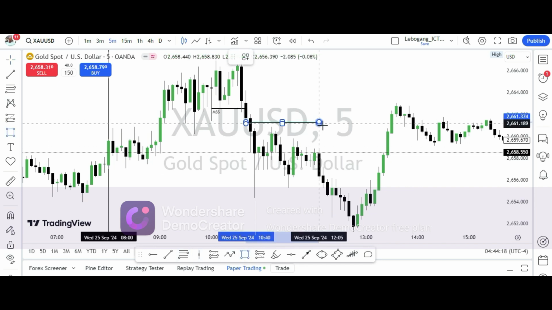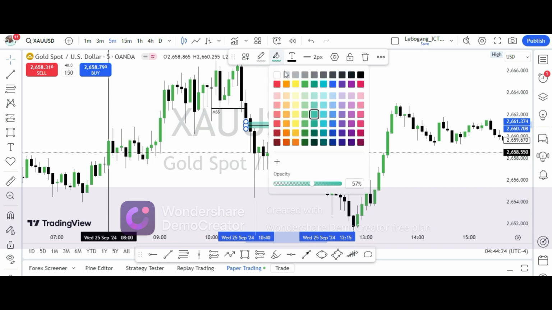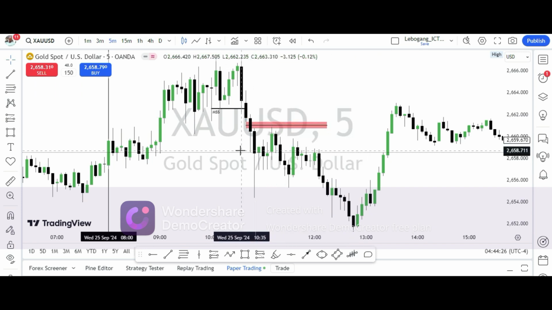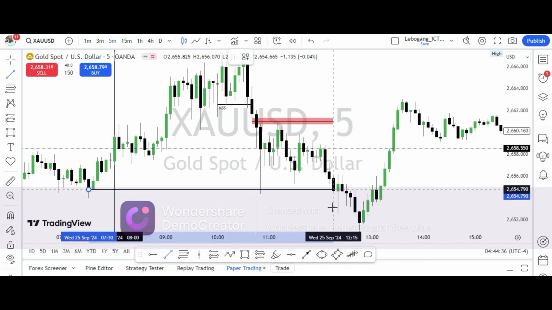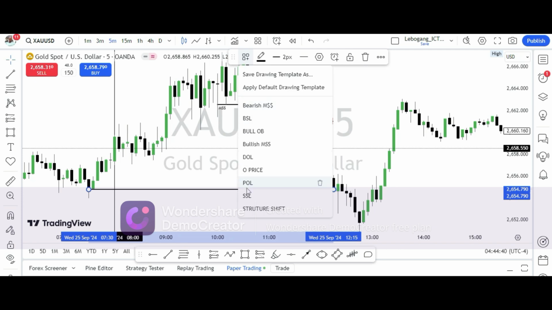Let's see if price even touched that area. It looks like it did, but this is an entry that I was not going to take because price was already doing a madness here. But now because we're back testing, let's mark it out.